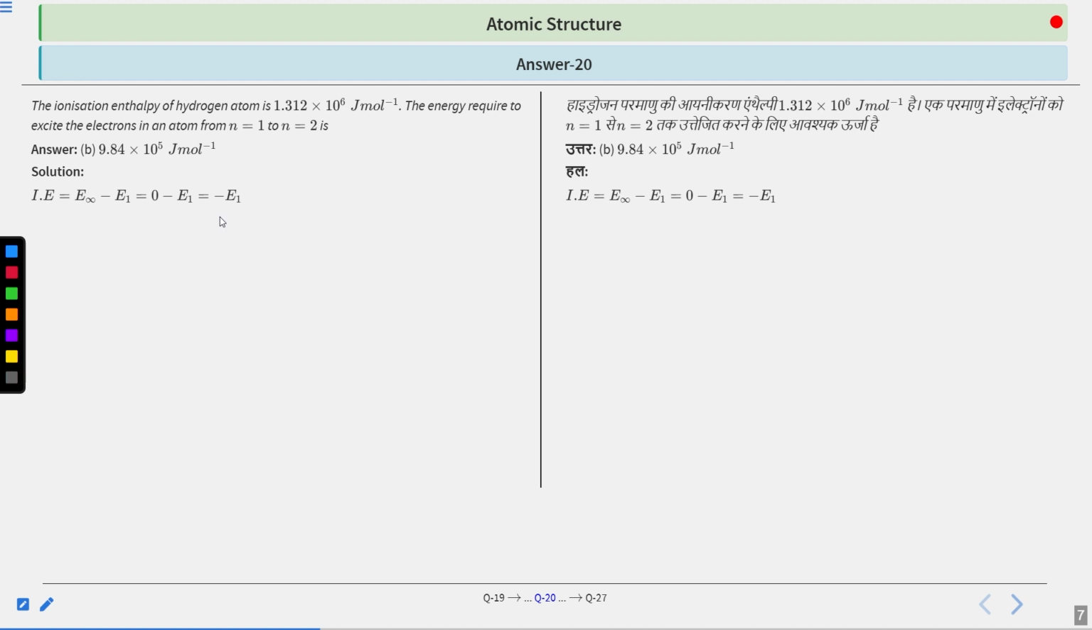So what is the meaning of ionization enthalpy here? We are pulling out the electron from the atom, and in terms of the nucleus, we are moving the electron to the infinite orbit. Did you get my point? What I am saying is that initially the electron was in the effect of the nucleus.